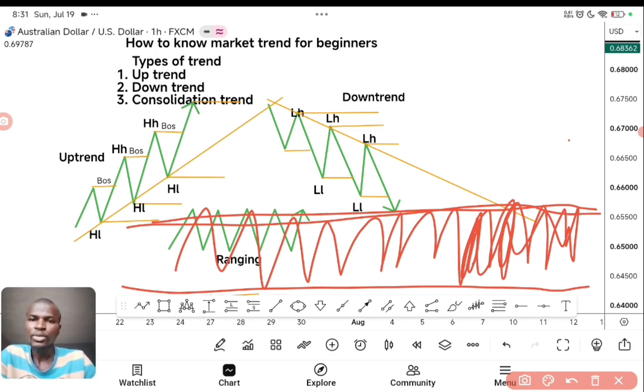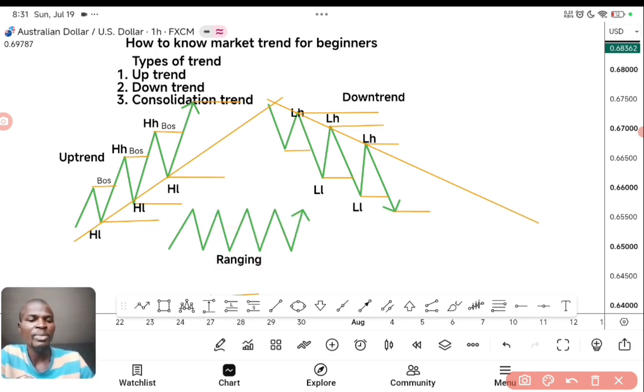So to know the major trend of the market, you have to scale to the higher time frame. Higher time frames are the 1 week time frame, daily time frame, and 4-hour time frame. Those are the higher time frames.